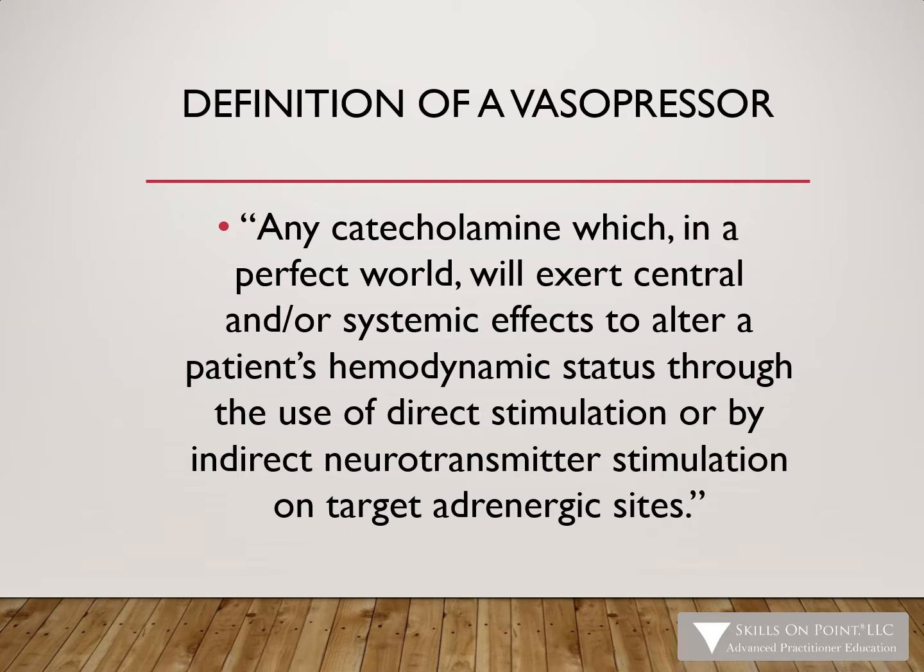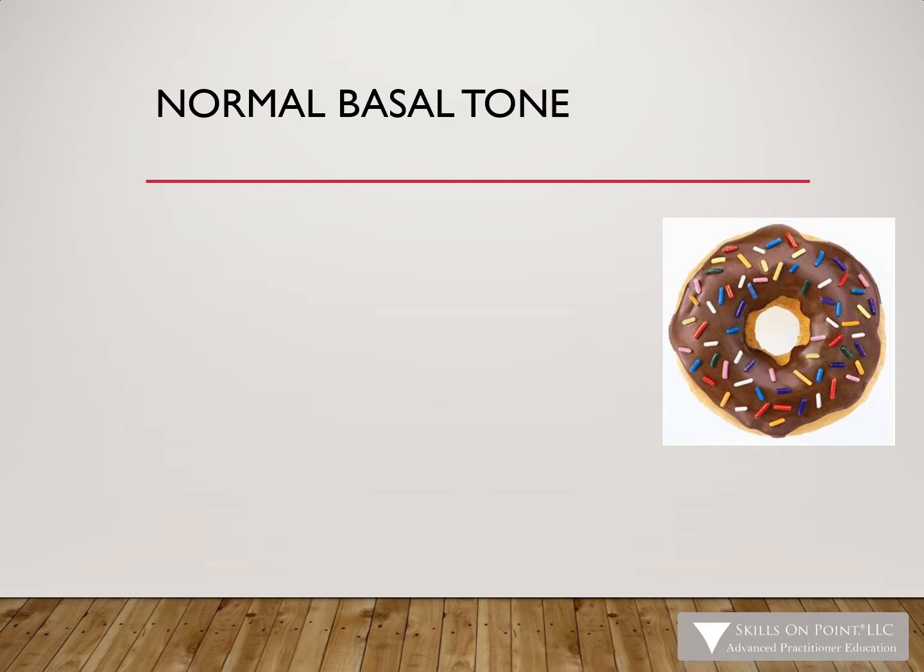Or by indirect neurotransmitter stimulation on target adrenergic sites. Okay, yeah, but what does that really mean? A vasopressor is something that is going to take your donut and make the hole smaller or bigger. That's all it is, okay? So when you think about this, you have a hole, and this is your blood vessel. It's as simple as that. You have a normal size hole in your donut. Sometimes it's bigger, sometimes it's smaller, depends on the size and type of donut, right?